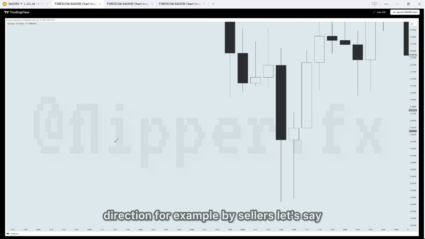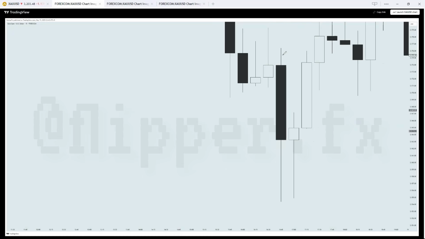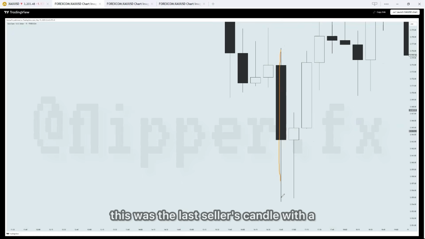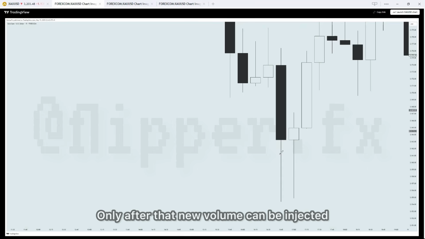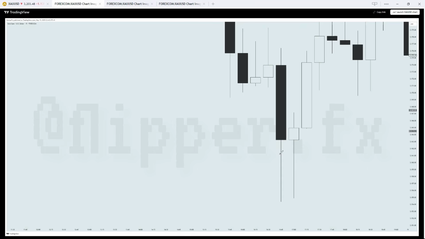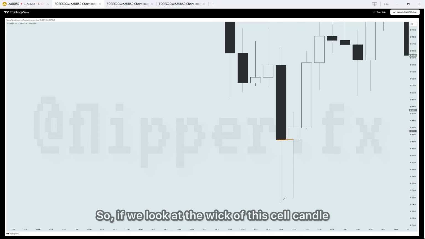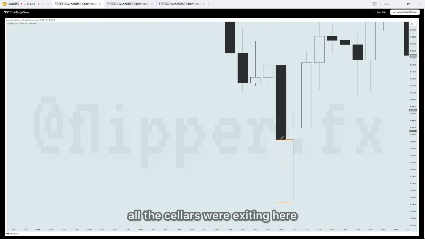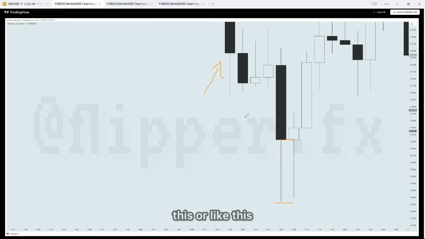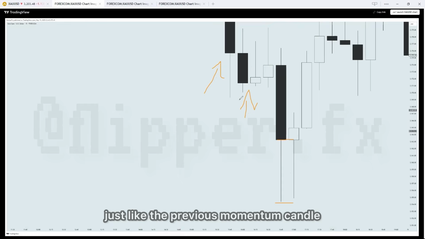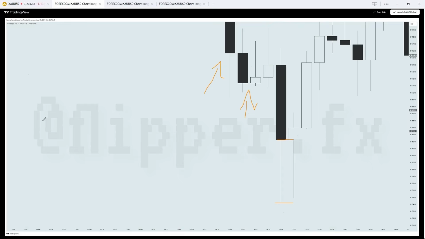For example, by sellers, let's say this was the last seller's candle with a lot of volume. In this case, it was necessary for the sellers to exit. Only after that, new volume can be injected. So if we look at the wick of this sell candle, all the sellers were exiting here. Otherwise, this candle could have closed like this or like this, just like the previous momentum candle.